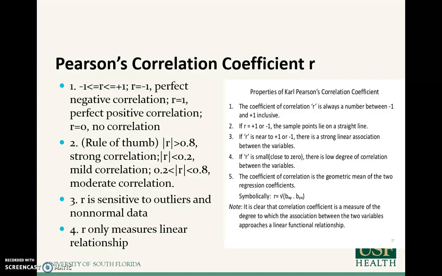If you want a sense of the magnitude of the correlation, here's a rule of thumb. An absolute value of R greater than 0.8 indicates a strong correlation. An absolute value of R less than 0.2 indicates a mild correlation. Anywhere between 0.2 and 0.8 is considered a moderate correlation. Another thing you need to remember is R is very sensitive to outliers and non-normal data. In a data set, if you have one outlier, it can really mess up the R value. So when you calculate R, you do want to check outliers, and the distribution matters too. R only measures linear relationship.